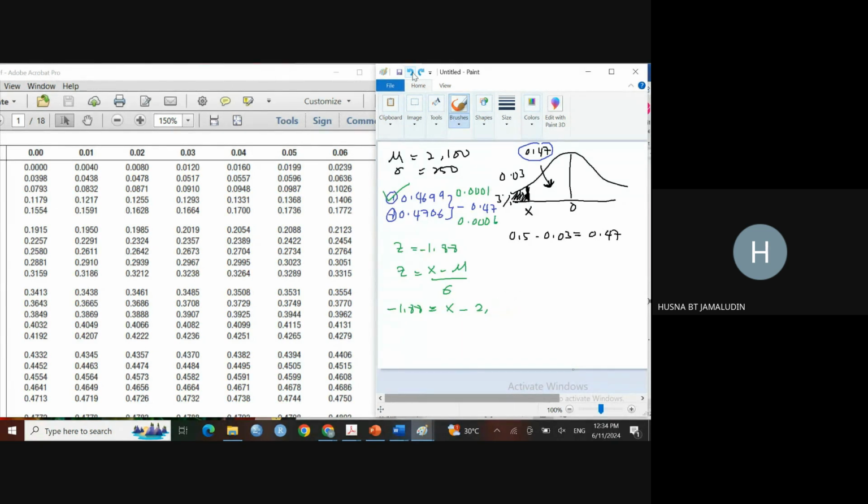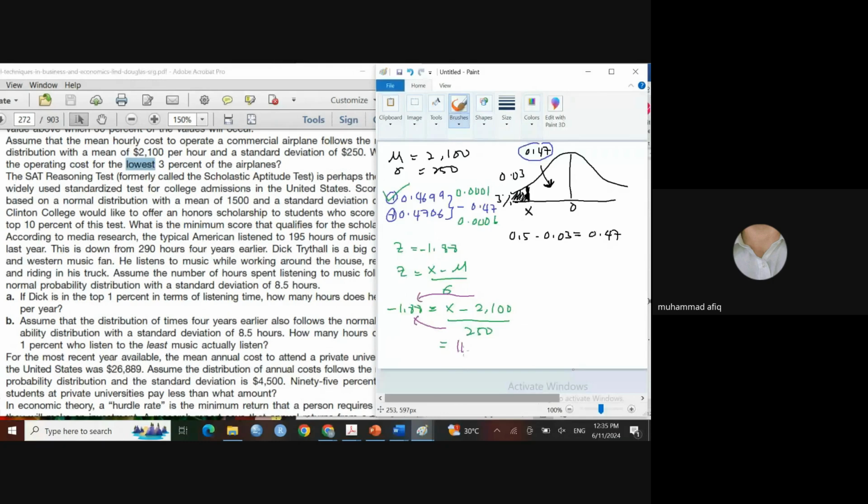2100, and then divided by sigma, 250. Okay, the same thing, you have to rearrange the value, right? How to rearrange? You take 250, multiply with this, and after you multiply, you plus 2100 with this answer. So can someone tell me the final answer? Anyone? 1630. Okay, please double check the answer. Hopefully this is correct. Yes, it is done. You have found your x.